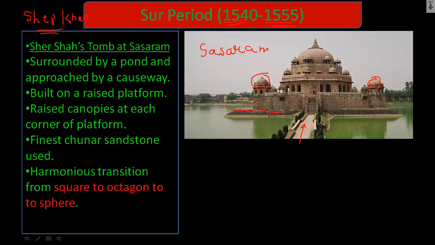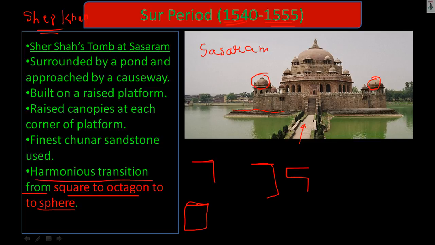And here we can see a unique feature. This platform is a square. This tomb is an octagon, and then at the end we have a spherical ending. So there is a harmonious transition from square to octagon to sphere. This harmony was achieved by the architect, and that is a really big achievement during those times.